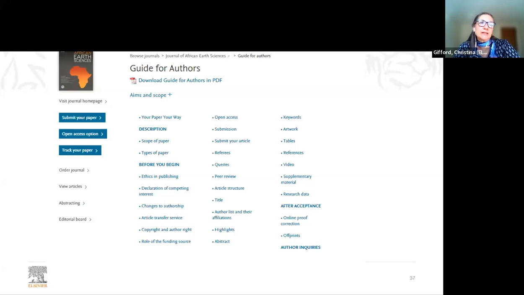Also, look at the expectations before you start writing your article. It's important to look at this guide for authors, because once you've decided upon a journal, or the type of article you're going to write, you don't want to get too far along in writing that article and then find out that they have specific parameters of structure and references, and it just adds additional work for you. So really take the time to look through these guides for authors.